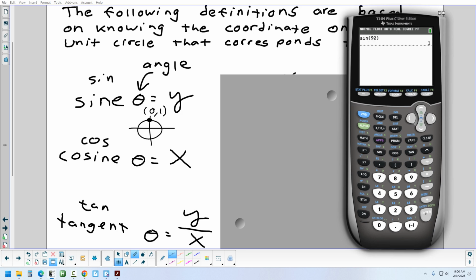Okay. If I wanted to do the cosine of 90 degrees, what part of the coordinate do I need for that? I need the x. What's the x value in the coordinate for 90 degrees? The x value is 0, and that's why you get 0. Okay, I'm not going to go through all of them, but that's how you get those numbers.